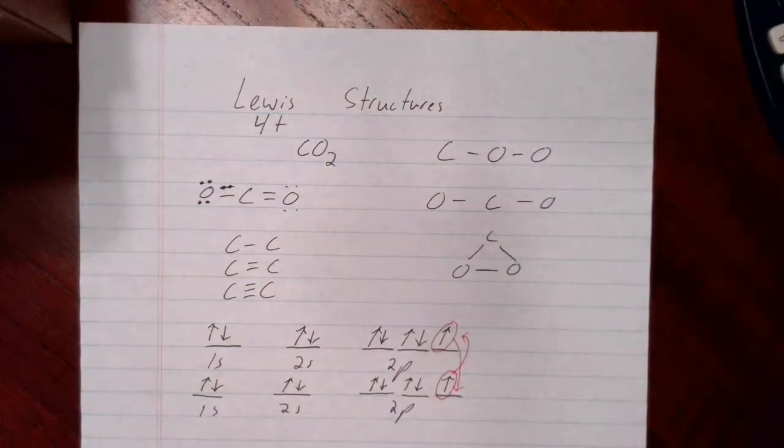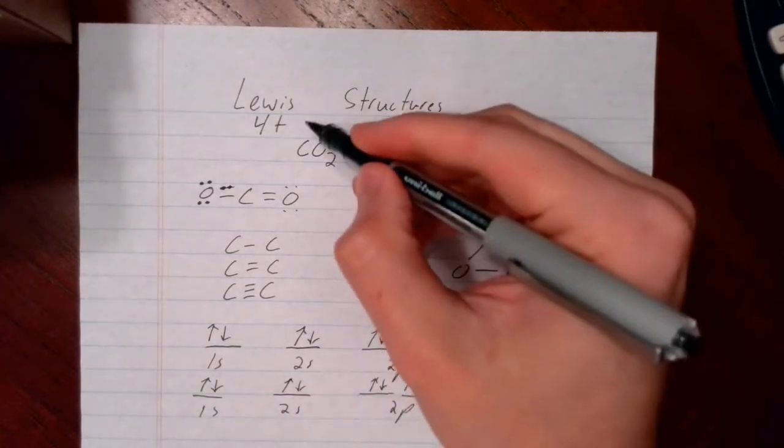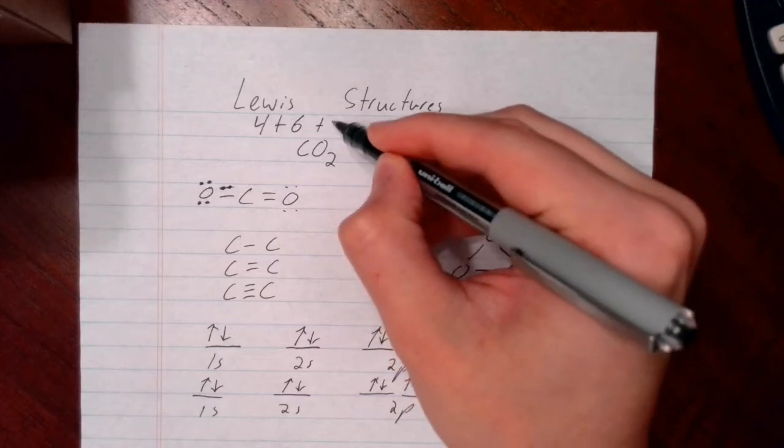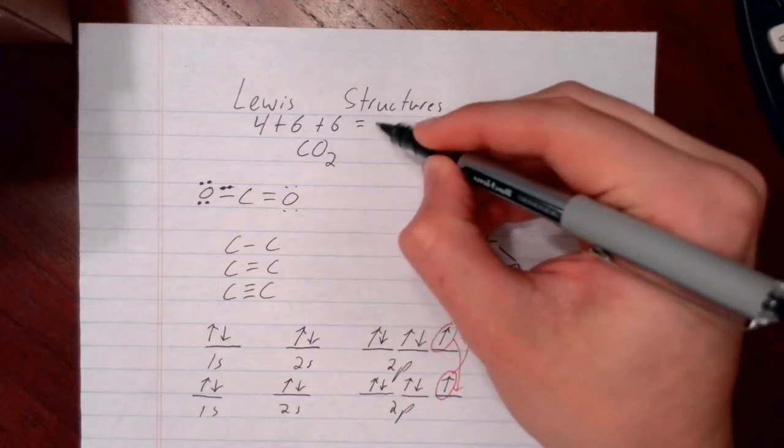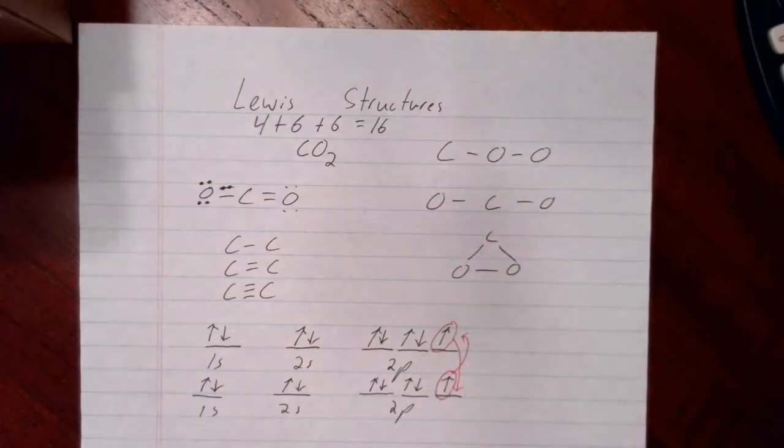Oxygen is in group 6A, so each oxygen starts off with 6 valence electrons. Okay, so 6 plus 6 plus 4 is 12, 16. So we know we have 16 valence electrons that we have to use up in this molecule.